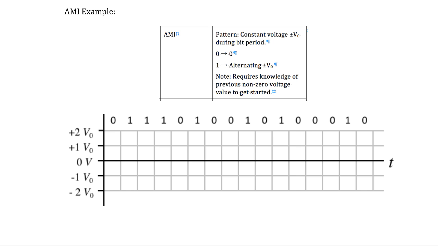As before, we need to know the previous voltage to get started. Let's suppose it was positive. So a 0 gives me a 0, and a 1 gives me the opposite of the last voltage. And so since the previous one was positive, I'm going to go negative. Now each time I get a 1, I flip it over to the other voltage. Each time I get a 0, I stay on 0. So I get these zeros, and then the 1s just alternate up, down, like that. Okay, that one was fairly straightforward. It alternates between positive and negative.